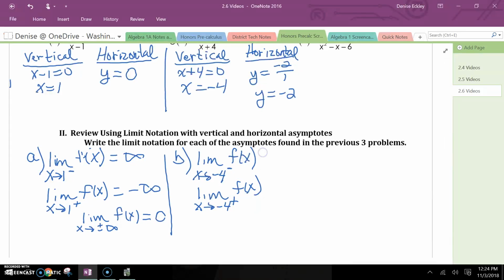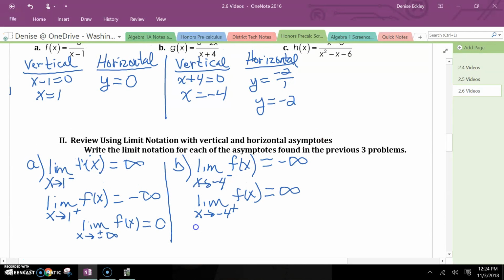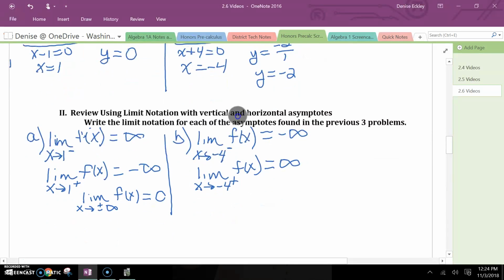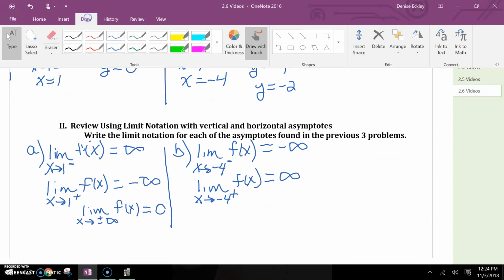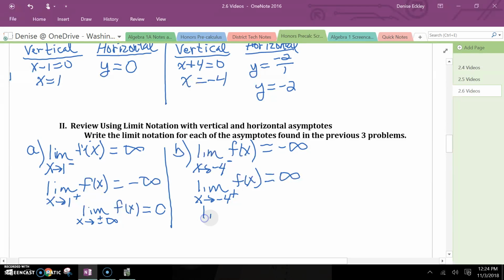So the limit as x approaches -4 from the left-hand side is going to be -infinity, and the limit as x approaches -4 from the right-hand side is going to be positive infinity. Now, the only other limit I have to write is the one for the end behavior, and we have a horizontal asymptote of -2. So the limit as x approaches positive and negative infinity. Remember, the horizontals are for very large and very small x values, and it heads to our horizontal asymptote of -2.